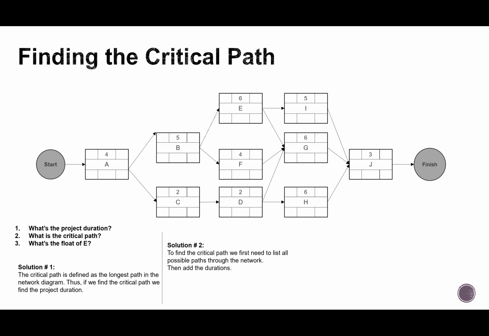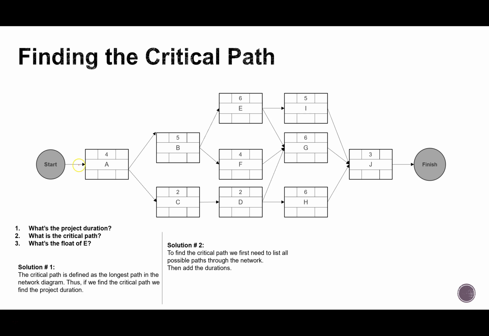So in order to do that, what I need to do first is list all possible paths through the network. And then I'm going to add the durations for each of those paths. I like to do that in a 2-step process. I know it's very simple if you think about it, but I want my brain to work one item at a time, so it can't get confusing. So I'm going to first list all the possible paths, and then I'm going to add those durations separately. So let's go through it.